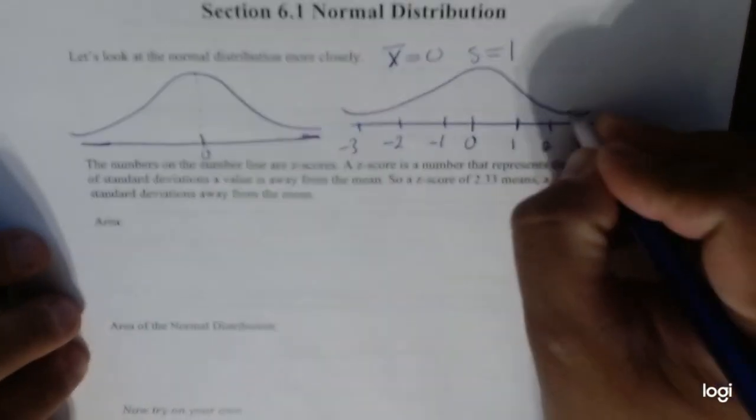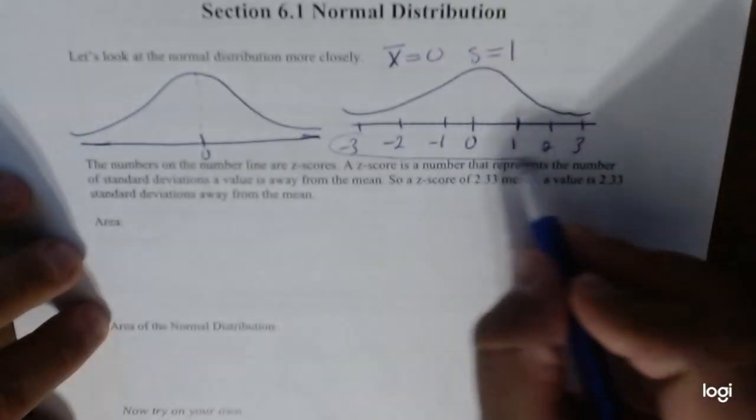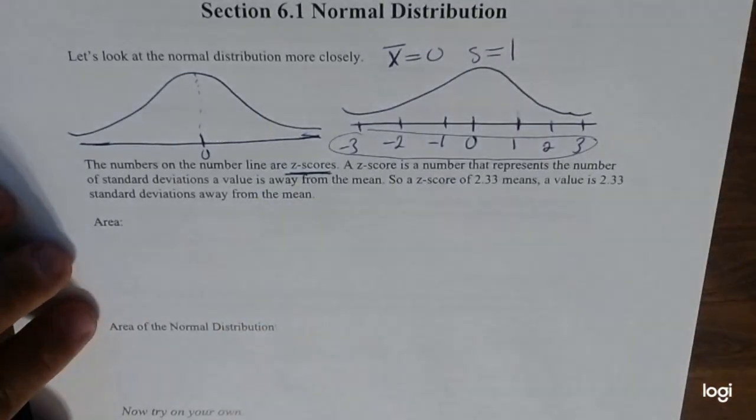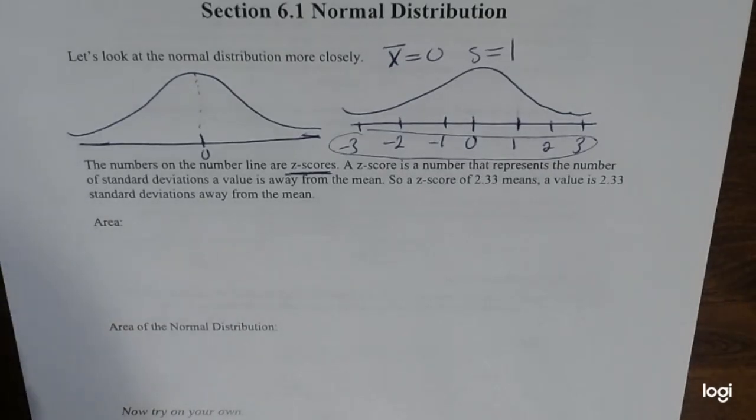Now, the thing is, these numbers on the bottom are called z-scores. Okay, that's what's so special about them. So the numbers at the bottom are always called z-scores. A z-score is a number that represents the number of standard deviations a value is away from the mean.